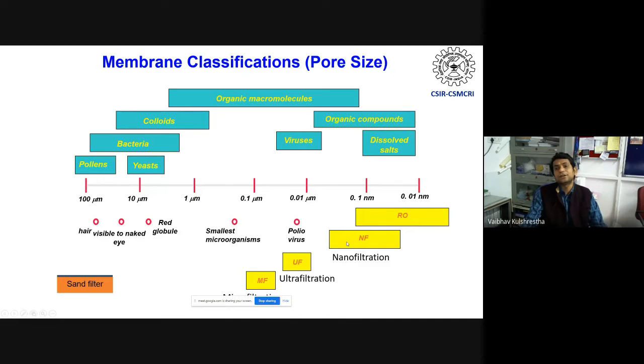Third is the nanofiltration membrane, by which we can remove a small amount of dissolved solids and organic compounds. Another membrane is the RO membrane, which is a dense membrane, by which we can remove all total dissolved solids.